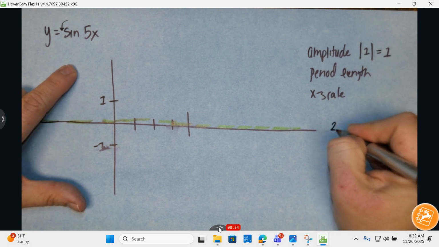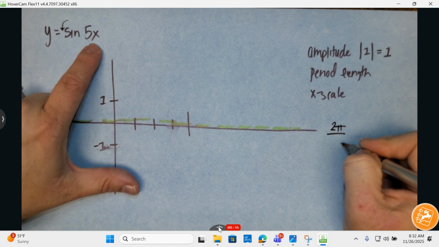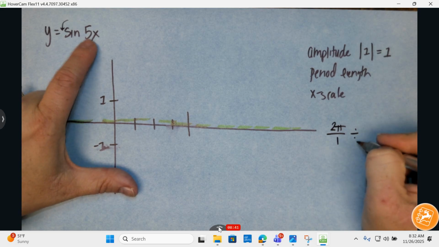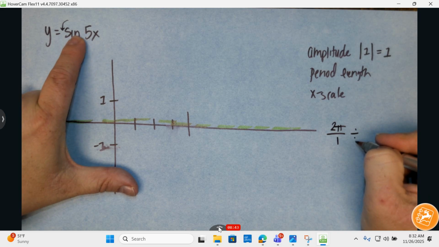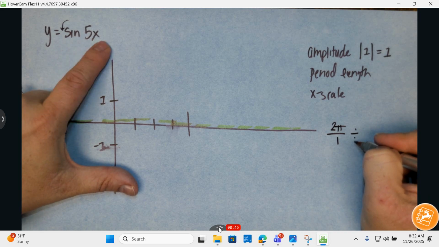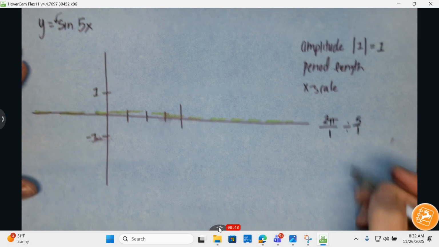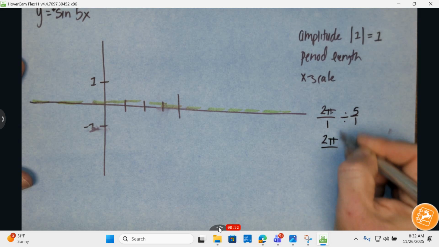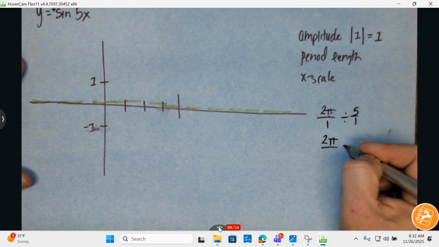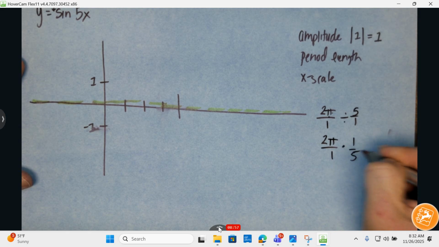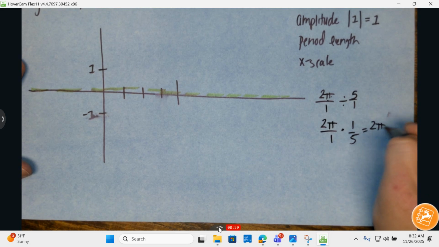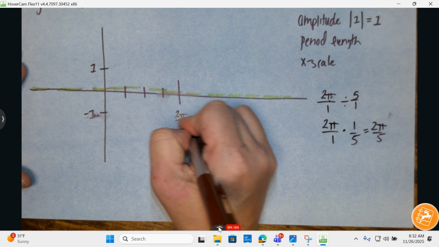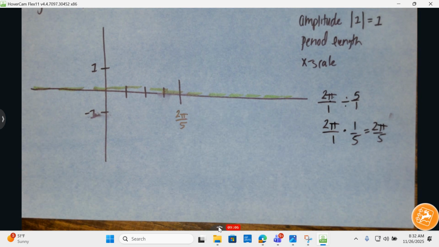All right, I'm going to take 2 pi, and I'm going to divide by this b value. So I'm going to take 2 pi, or you can write 2 pi over 1, and I'm going to divide by the b value. In this case, the b value, which is always directly in between the sine or the function and the x, is a 5. So here we go. We have 2 pi divided by 5 over 1. Well, remember, we keep, change, and flip. I end up with 2 pi over 5. This is the length of 1 cycle. So I'm going to come over here and write 2 pi over 5. That's 1 cycle.